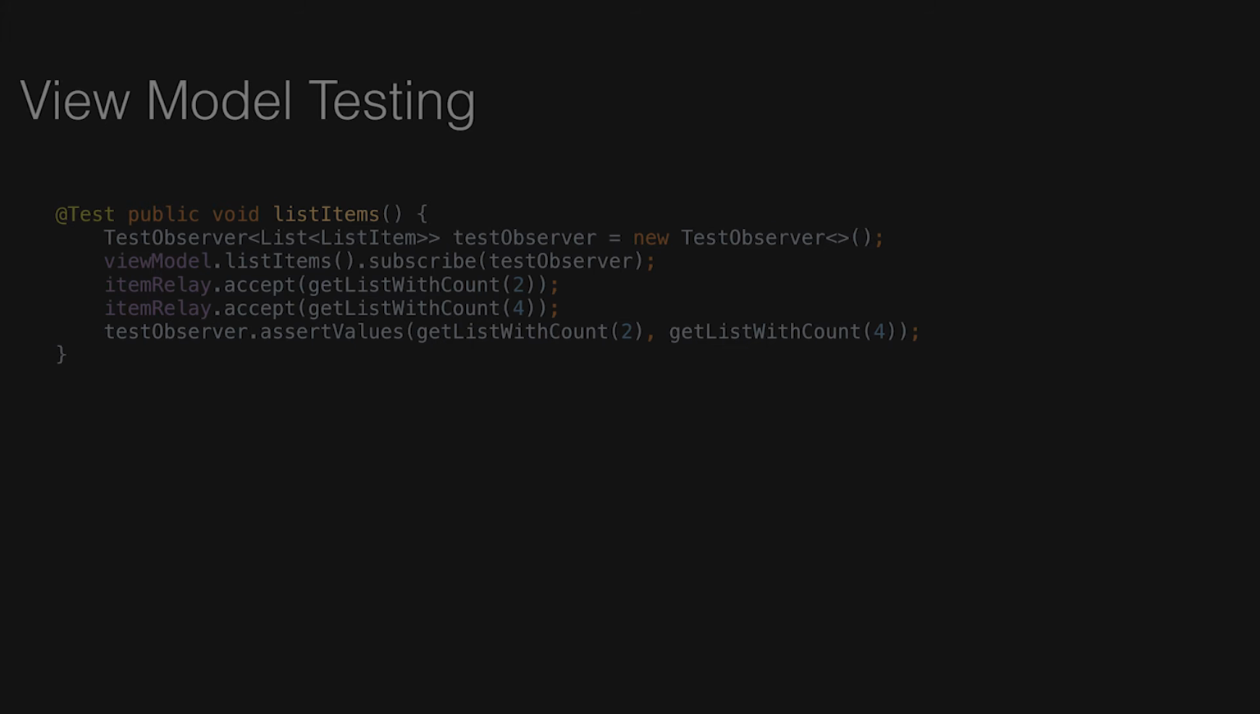We are manually emitting to the relay a couple lists, and these are the go-to lists, or get list with count is just a helper method in the test class that generates auto value. These are auto value types, so if you call it twice, it's going to be the same list as when you call it next. And we can validate that our observer received those two items in order.